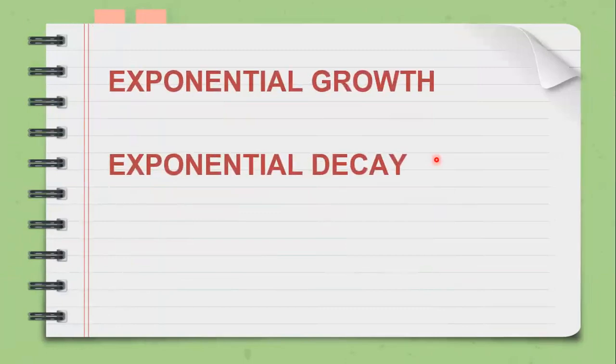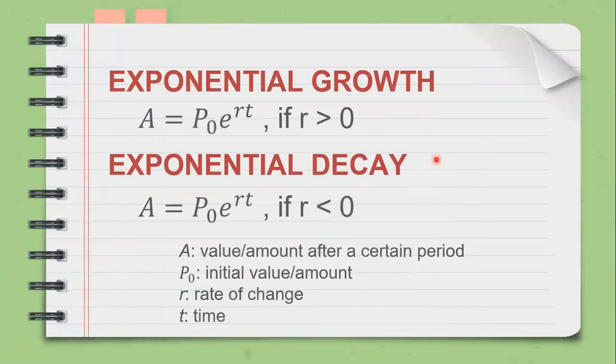So specifically, we have the so-called exponential growth and exponential decay using this formula. A is equal to P naught times e raised to rt, wherein A is the value or amount after a certain period. So this variable can be population, grams, number of Facebook followers, etc. As well as for the P naught or the initial value. Then we have the r for the rate of change and t for the time.